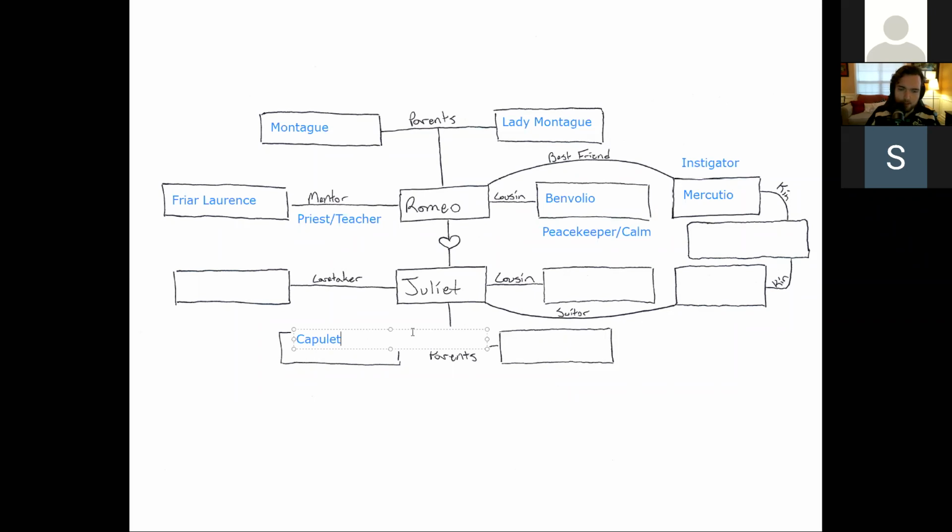Now, the easiest way to remember what Juliet's last name is, right? Because Romeo's last name is Montague, Romeo Montague. The way I remember Juliet's last name is Juliet Capulet, like her name rhymes. So Lady Capulet and Capulet.